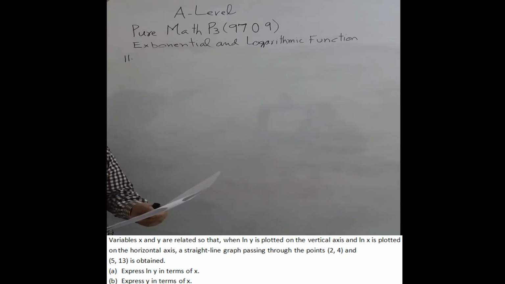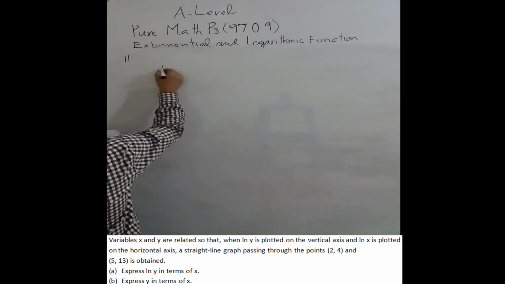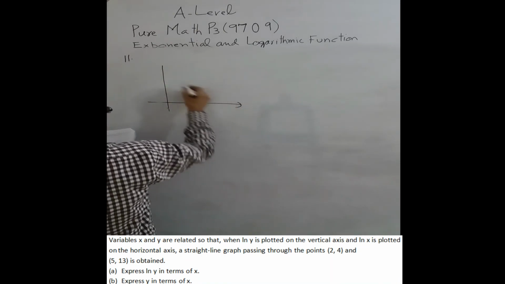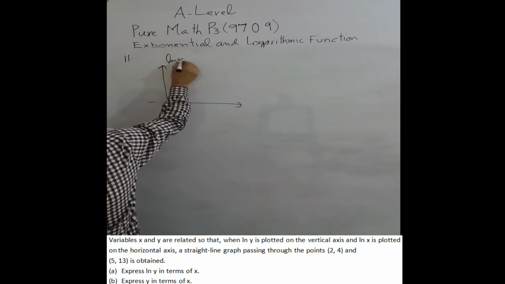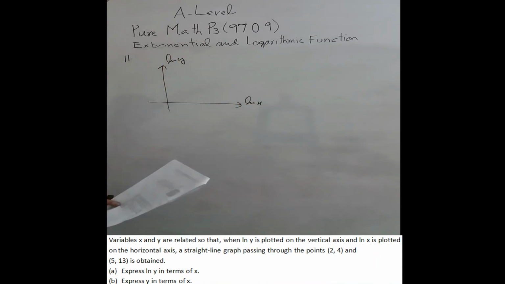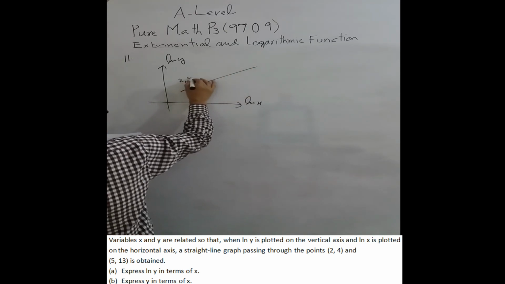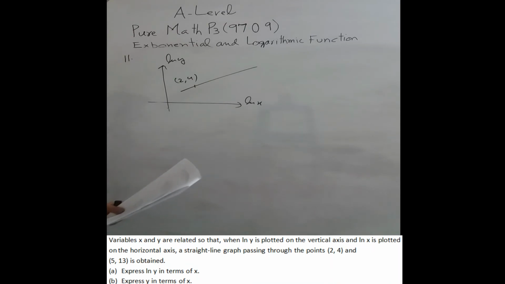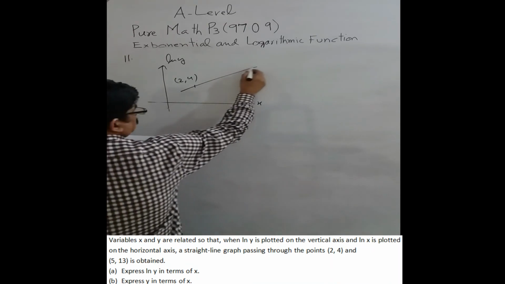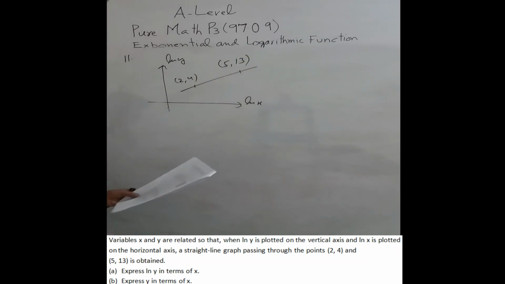Variables x and y are related. ln y is plotted on the vertical axis and ln x on the x-axis, and a straight line graph is obtained. We have the point 1, 24 and another point, 5, 13. Now you are asked to find the relationship between them.